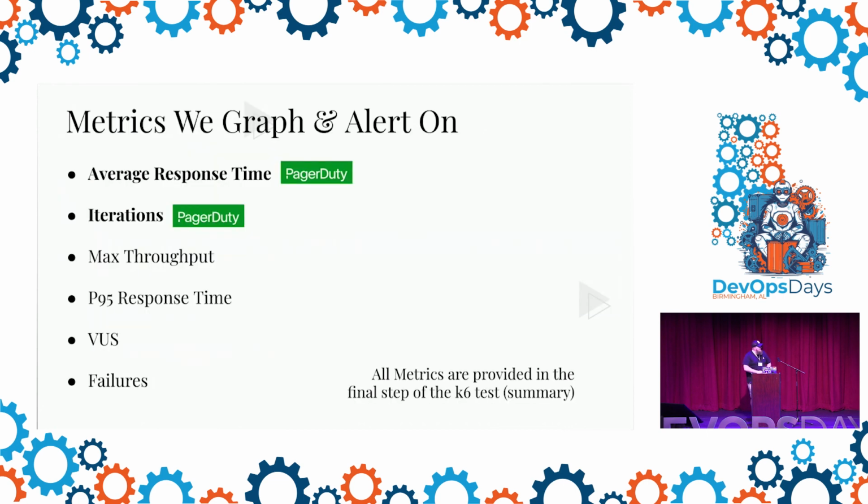All right. These are the metrics we graph and we alert on. Again, average response time and iterations. Those are the two that I found really helpful, right? If our average response time goes up, we should look into it. If our iterations go down, we can't complete as many, so I'm going to alert on that. And we're going to go investigate and figure out, was there a new code change? Did we forget to put some indexes in the database? Lots of different things.